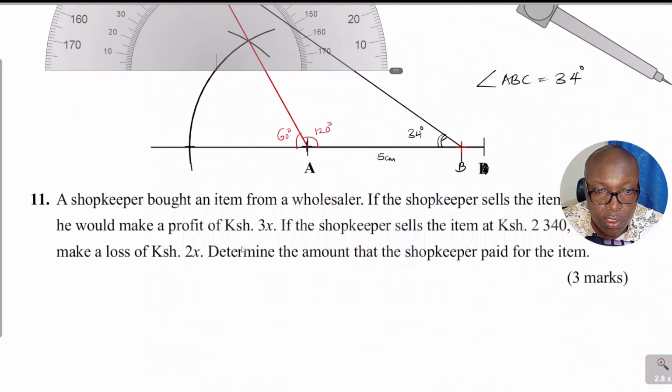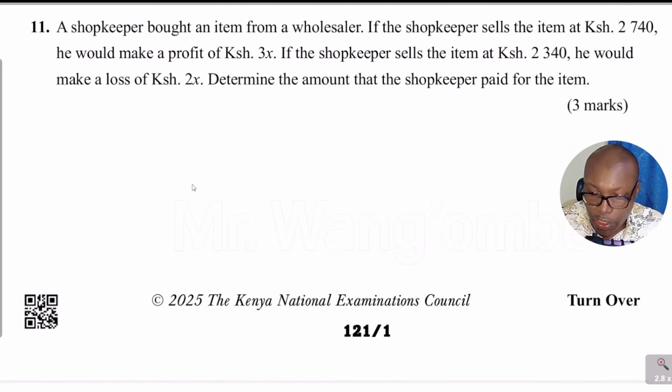So the next question is here. That is question 11. A shopkeeper bought an item from a wholesaler. If the shopkeeper sells the item at 2740 shillings, he would make a profit of 3x Kenya shillings. If the shopkeeper sells the item at 2340 Kenya shillings, he would make a loss of 2x Kenya shillings. Determine the amount that the shopkeeper paid for the item. Read the question again if you find it is not clear when you read it the first time.